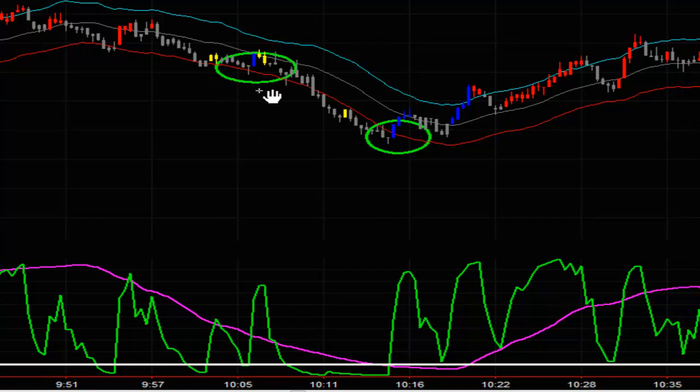We did have divergence here and here, so that is a signal to go long. It just was one of our bad signals.